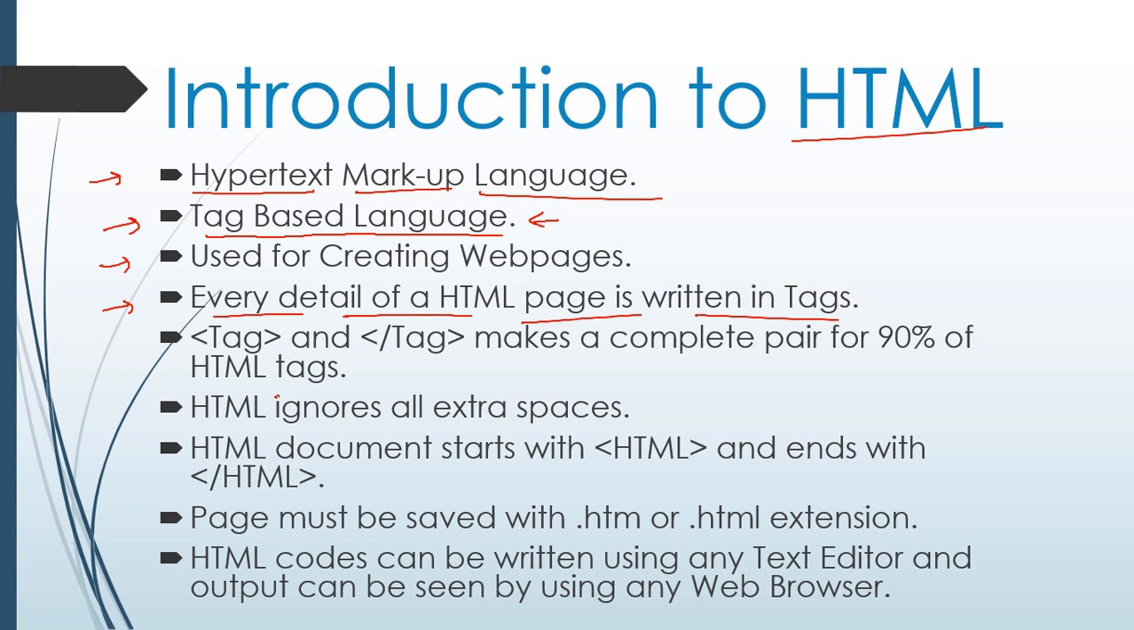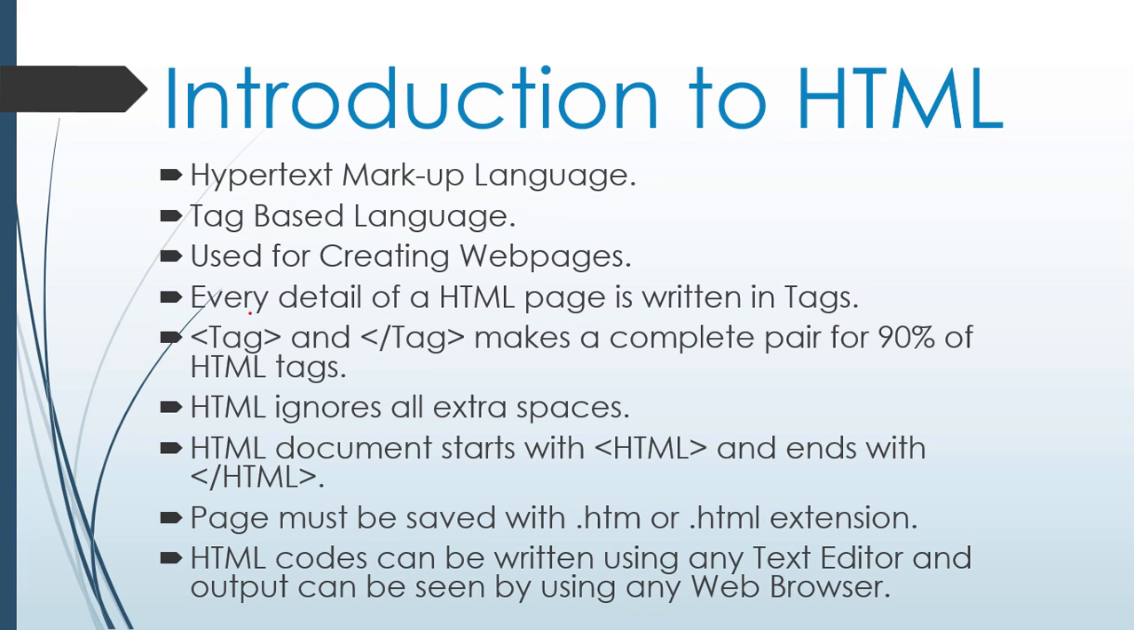And for writing these tags, we use these type of pairs, where this one is termed as opening tag and this one along with the slash is termed as the closing tag. Well, opening tag and closing tag makes a complete pair for 90% of the HTML tags. Well, in HTML, 90% of the tags have to be closed, so that's why this opening tag and closing tag makes a complete pair for 90% of the HTML tags.